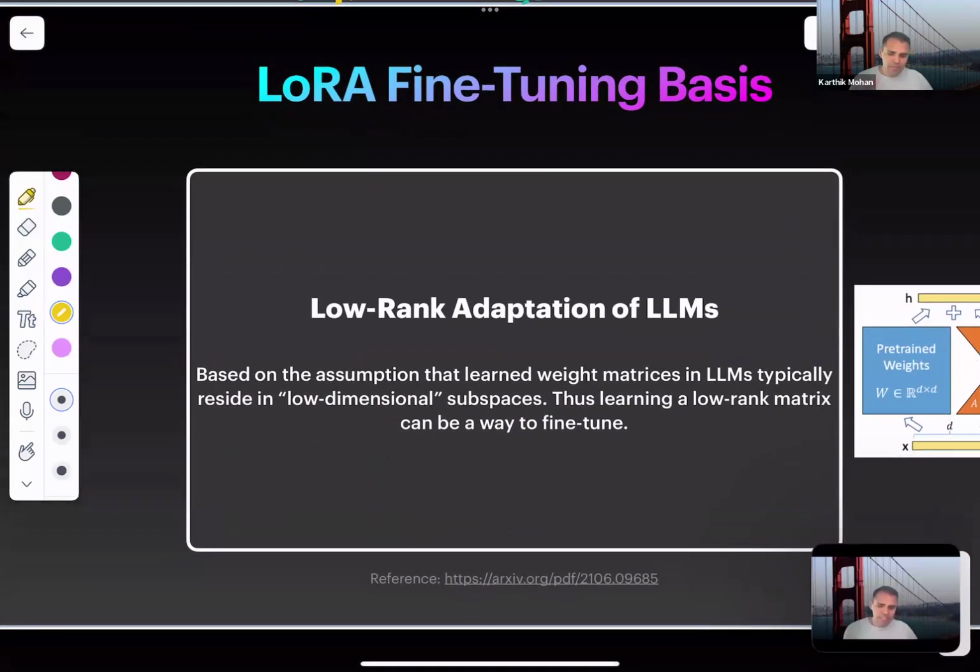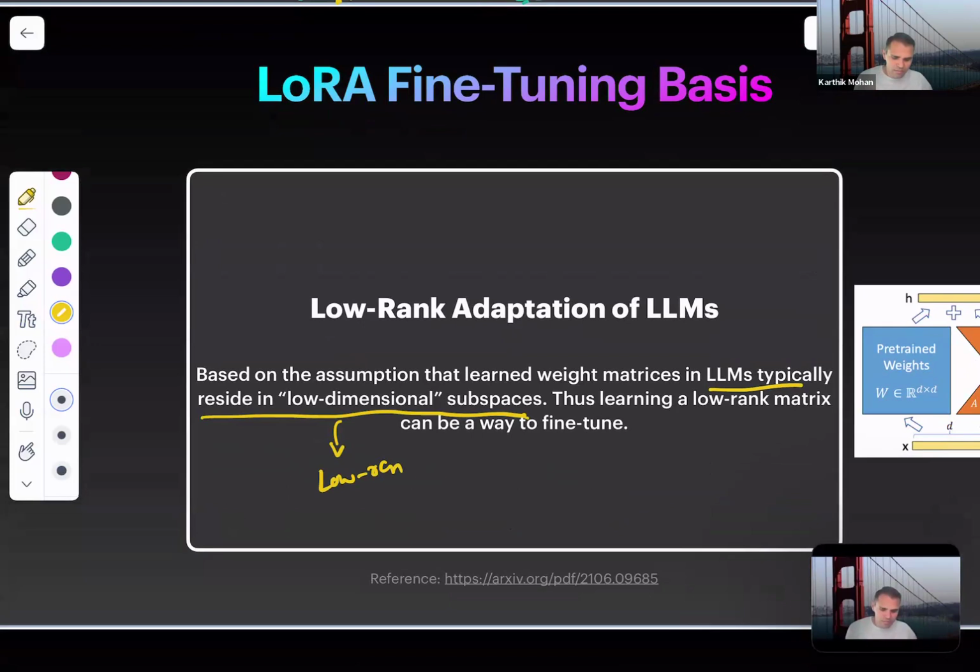So that's the observation in practice, and the basis for LoRA fine-tuning is that learned weight matrices in LLMs typically reside in low dimensional subspaces, which means it has a low rank. So when you do fine-tuning, you might as well learn a low rank matrix, because that's the expectation with the learned matrices anyway. And it also helps you save computation and memory if you were to learn low rank matrices. Yeah. So this is the basis for LoRA.